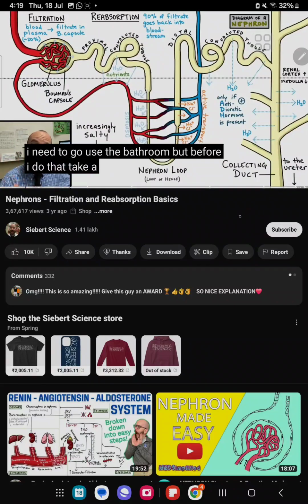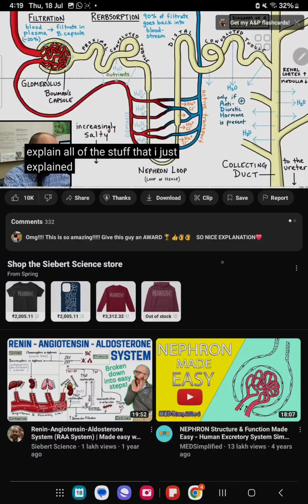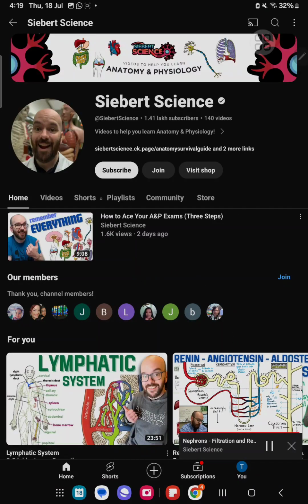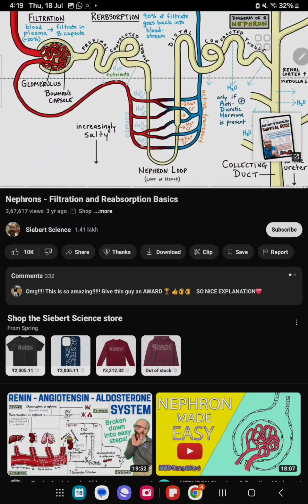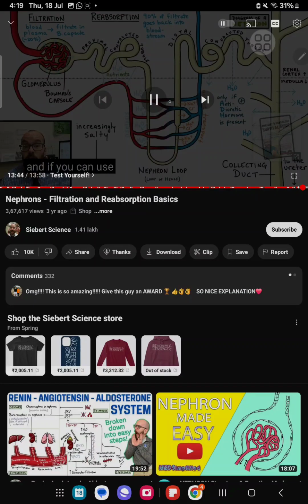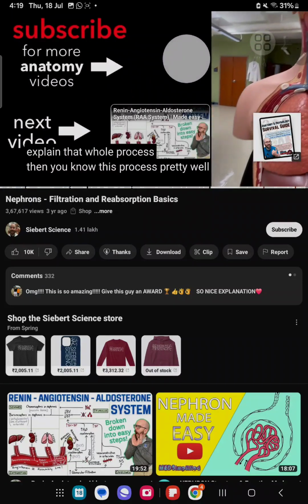But before I do that, take a moment, pause the video, and see if you can explain all of the stuff that I just explained. Talk about the process of filtration, what happens in the different tubules and loops, and then how this is regulated by ADH at the end. And if you can use the diagram here to explain that whole process, then you know this process pretty well.